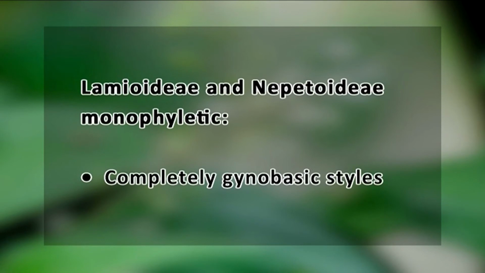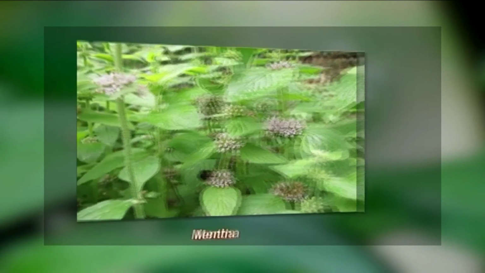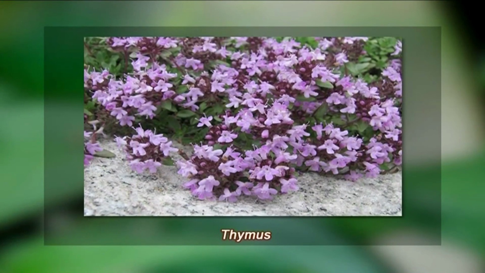Two more monophyletic groups can be recognized within the family Lamiaceae, namely Lamioideae and Nepetoideae. These together may constitute another monophyletic group as both have completely gynobasic styles. The monophyly of Nepetoideae, one of the subclades, which includes common genera like Nepeta, Mentha, Ocimum, Origanum, Prunella, Salvia, Lavandula, or even Thymus, is supported by hexacolpate pollens. Also, this Nepetoideae lacks iridoids, and the DNA data supports its monophyletic origin.